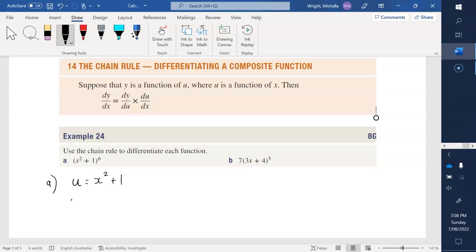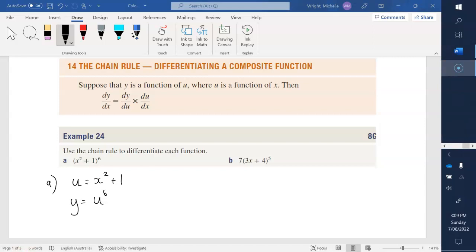So what my y is going to be equal to, or my function, is x squared plus 1 to the power of 6, but I've assigned the part in the brackets to be a u, so what my y is going to be equal to is now u to the 6 in terms of u. It's also equal to x squared plus 1 to the power of 6 in terms of x, but I've also got a value for it in terms of u.